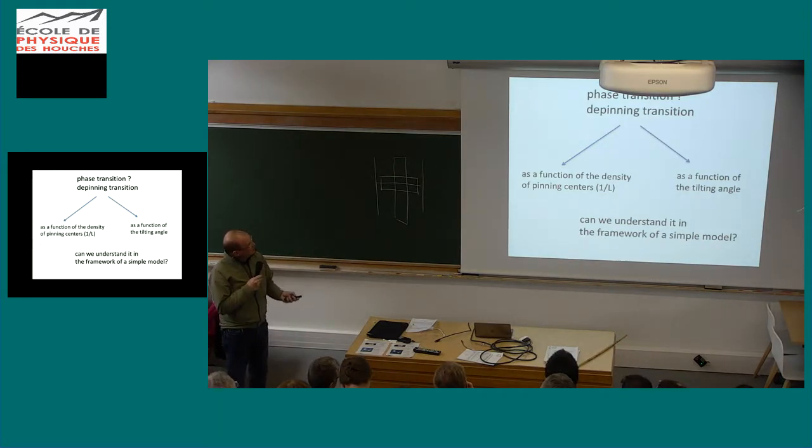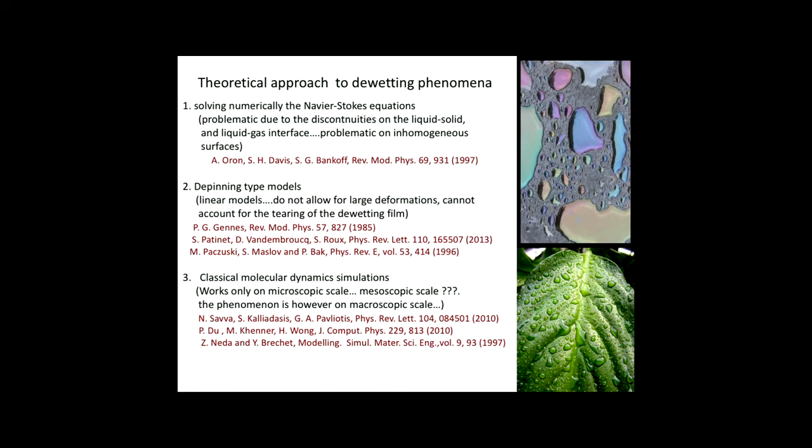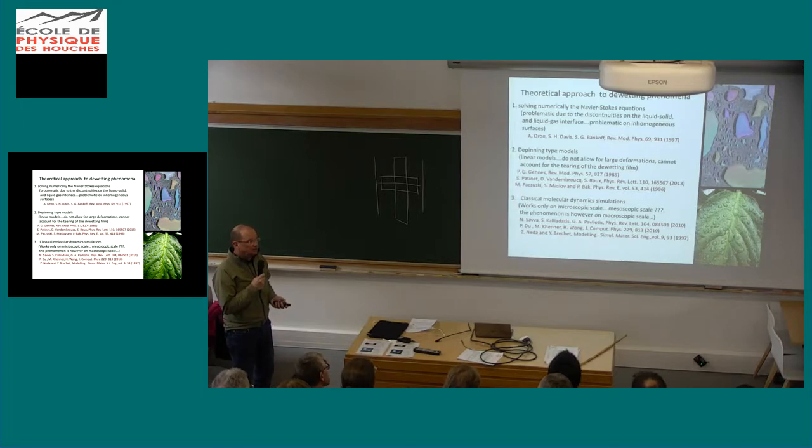We can get that by changing the tilting angle. This was one possibility, and the other one is changing the density, in fact, of the pinning centers. So my question is, can we really understand this using just a simple model? How do you approach, theoretically, the dewetting phenomena?